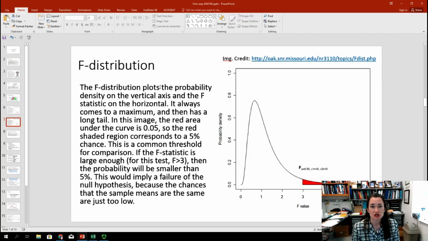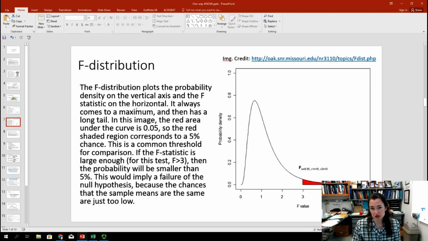The F distribution plots the probability density on the vertical axis and the F statistic on the horizontal axis. It always comes to some kind of maximum somewhere near the left, and then it has a long tail as it decays off for larger values of F to the right. In this image, there's a red area shown underneath the curve. Now for this image, that red area is 0.05.